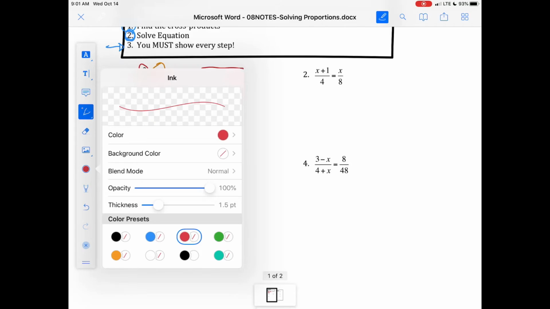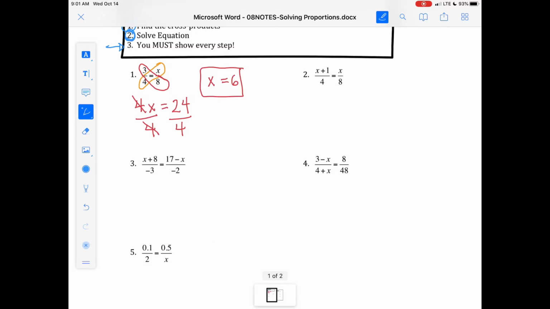Let's try another one. Let's look at 3. So for 3, we have the cross product that looks like this. This is a little bit different because we've got more than one term in the numerator. So we would then set this up for ourselves. We are taking -2 and multiplying it to the quantity of x plus 8. And we set that equal to the product of -3 and the quantity of 17 minus x.